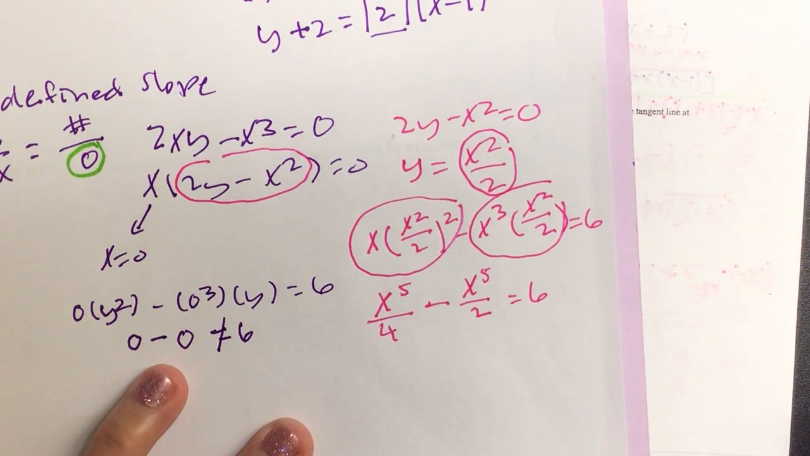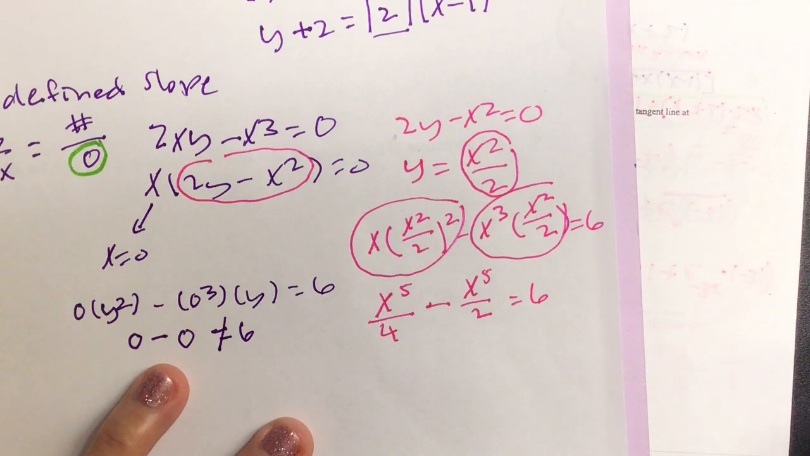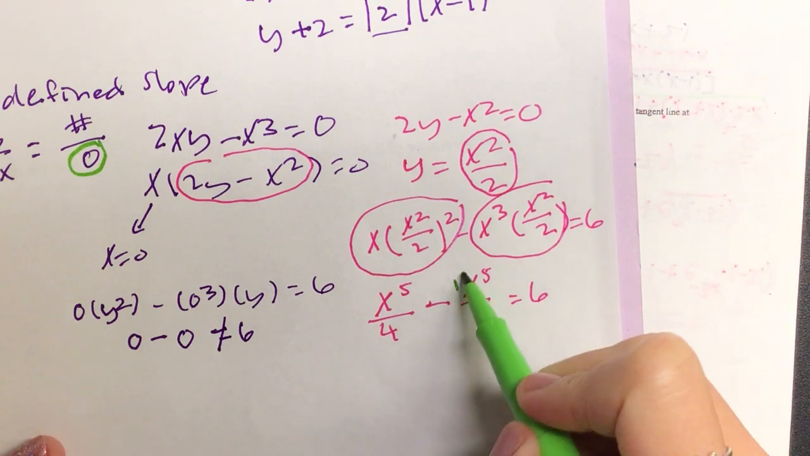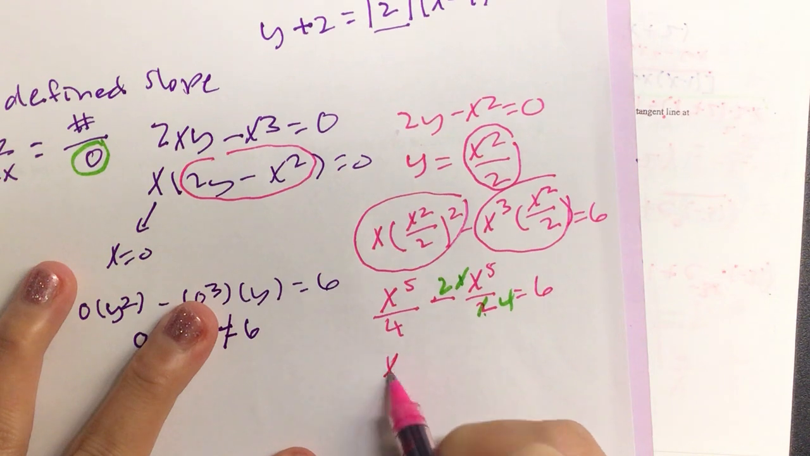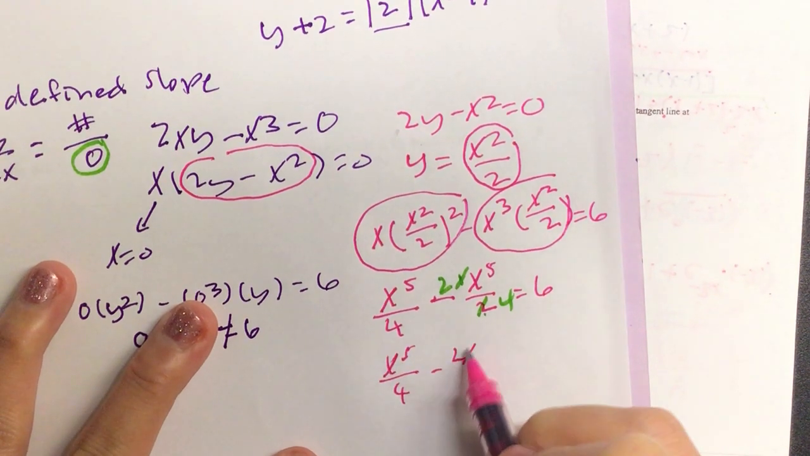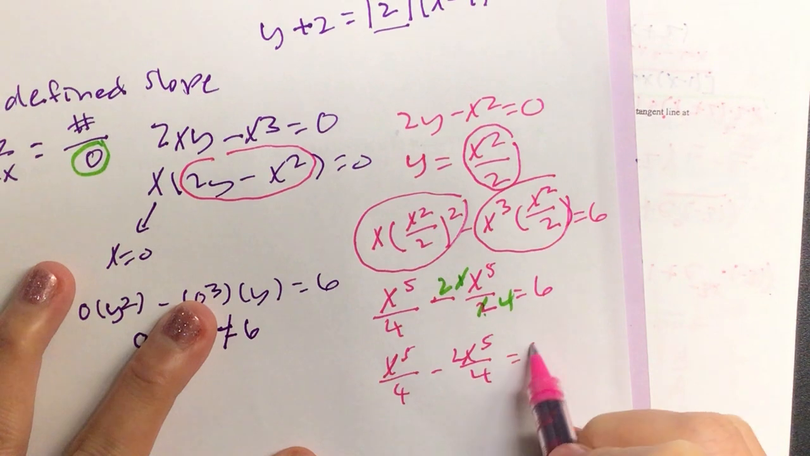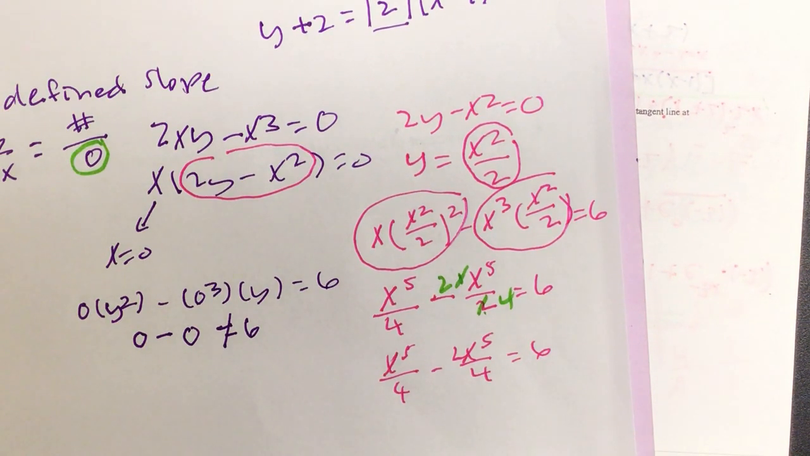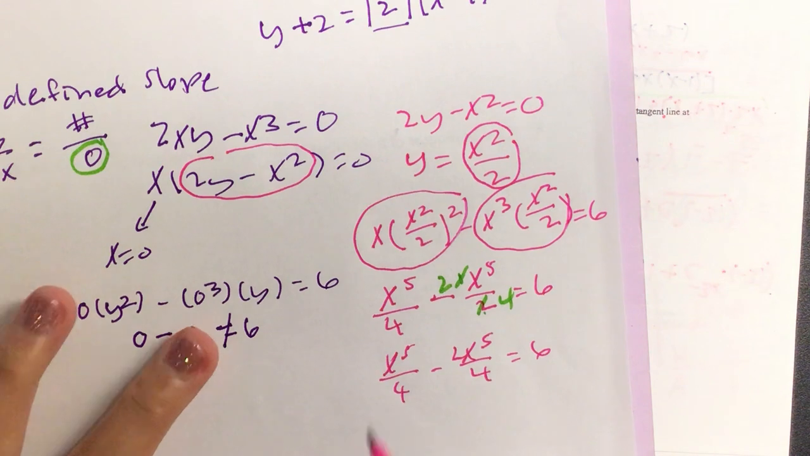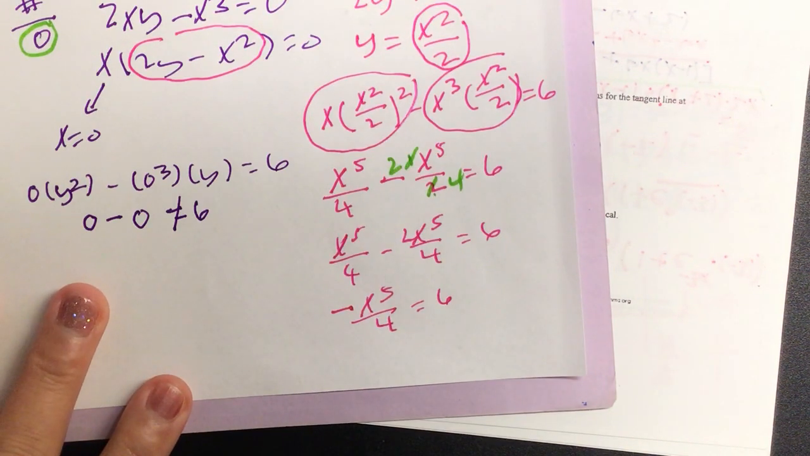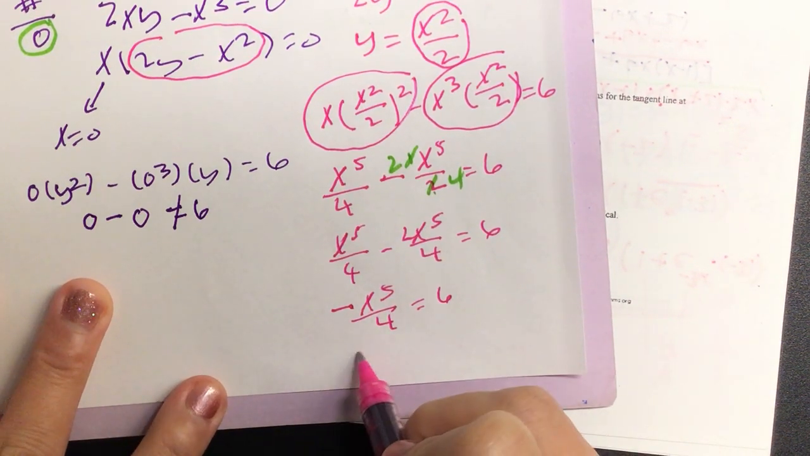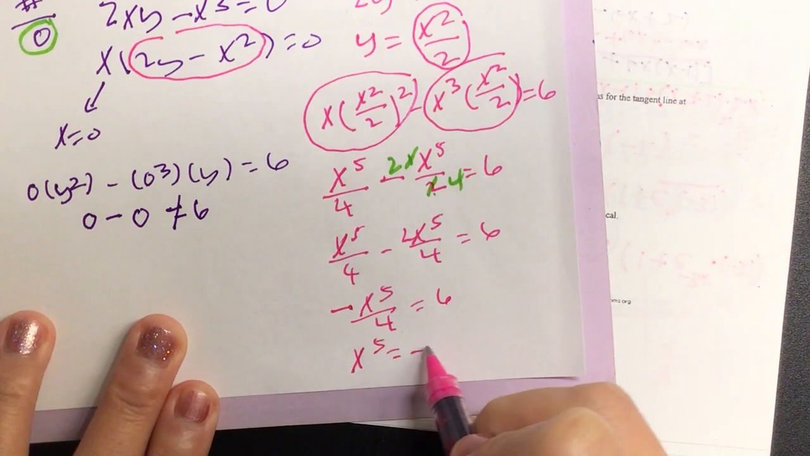So we don't like what's happening on the denominator because they are not what? They're not the same. So all I need to do is make 1 over 2 into a 4 by saying 2 over 4. So let me rewrite that piece. x to the 5th over 4 minus 2x to the 5th over 4 is equal to 6. Now, do I have a common denominator? So if I go ahead and combine, we get minus x to the 5th over 4 is equal to 6. And then we're going to multiply by 4 and divide by negative 1. x to the power of 5 is equal to negative 24.